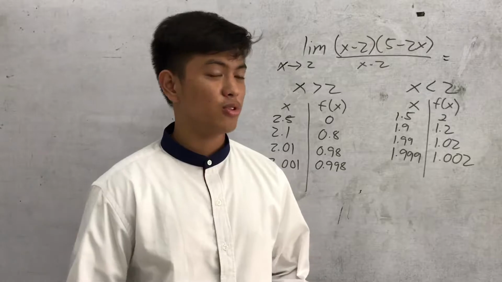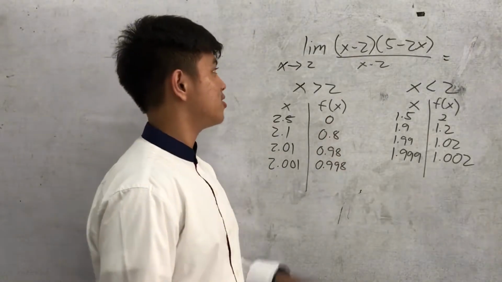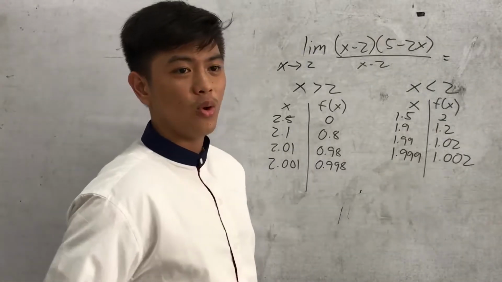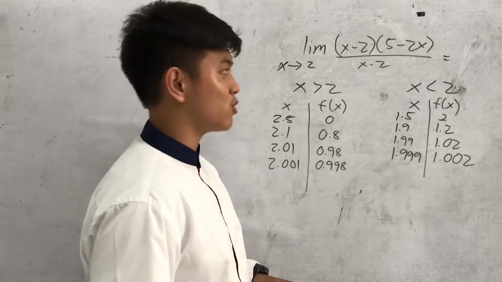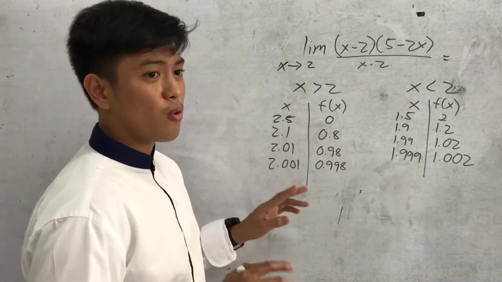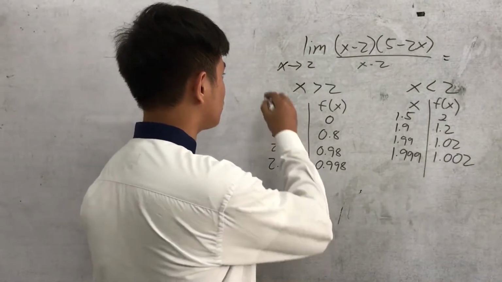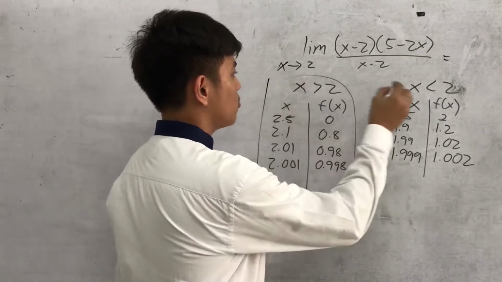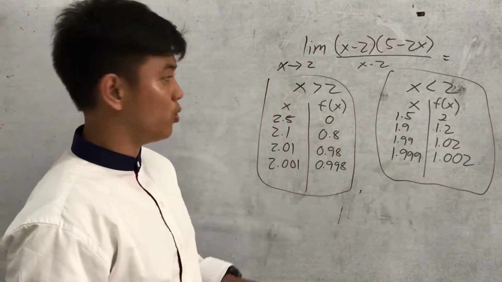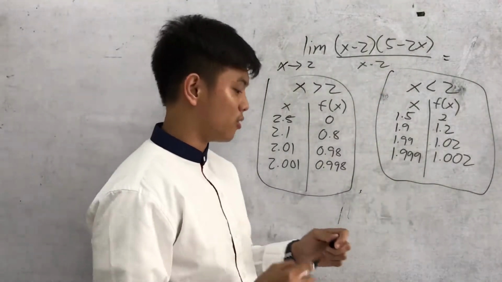Here are examples. First example is the limit of the quantity 5 minus 2x over x minus 2, where x approaches 2. First, we're going to draw two tables, which is x is greater than 2, then x is less than 2.